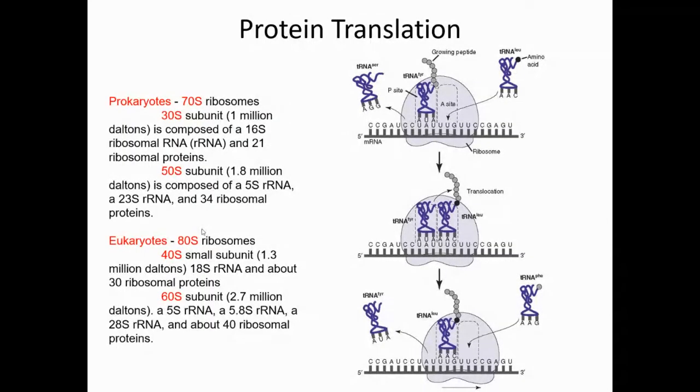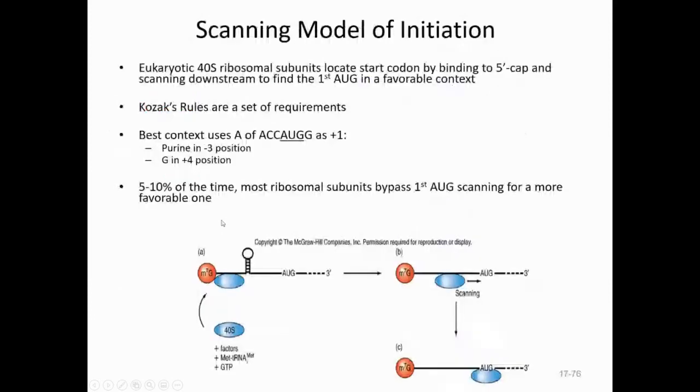Another difference is that the prokaryotic cell has the E site, P site, and A site. The eukaryotic cell has only two sites: the peptide transfer site and the amino tRNA site, the P site and A site. And the prokaryotic ribosome is 70S, with 30S and 50S subunits, while the eukaryotic ribosome is 80S, with 40S and 60S subunits.